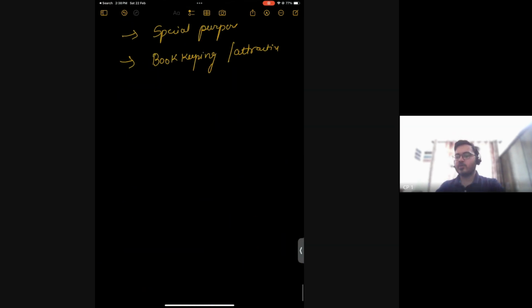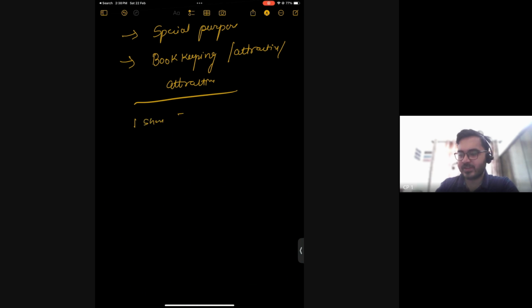Now, in order to make it more accessible, attractive, or for bookkeeping purposes, what you can do is, in this case, you have one share of, let's just say, face value 10. I don't know what the face value is. Let's look at face value if it is given. Face value. They've not given face value. Ideally, they should.